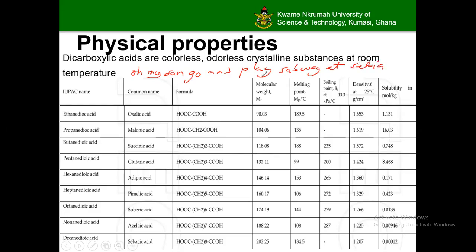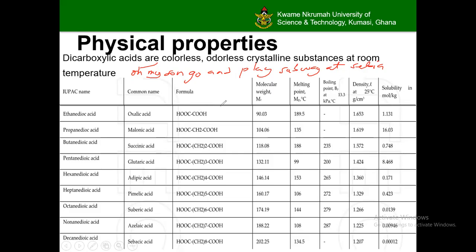Good. So a very simple one: "Oh my son, go and play Subway at Sabia." The O is 2 carbons, that is oxalic acid. M is malonic acid. The S is succinic acid. G is glutaric acid. A is adipic acid.